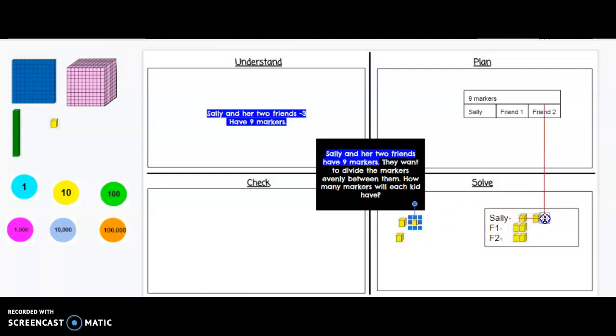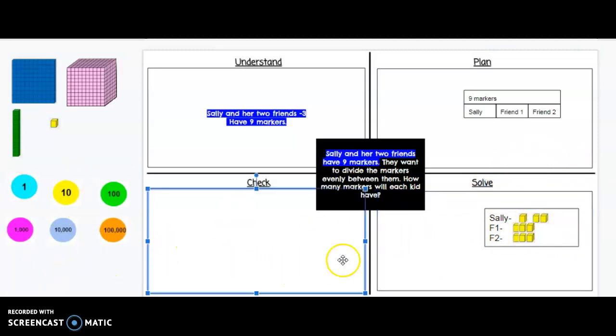And we have 1 more, and 1 more, and 1 more. So then, boys and girls, we can see how many markers each kiddo got. So let's count them. Sally has 1, 2, 3. So Sally has 3 markers. Friend 1 has 1, 2, 3. Friend 2 has 1, 2, 3. So this is a way we can solve, but now let's check it.